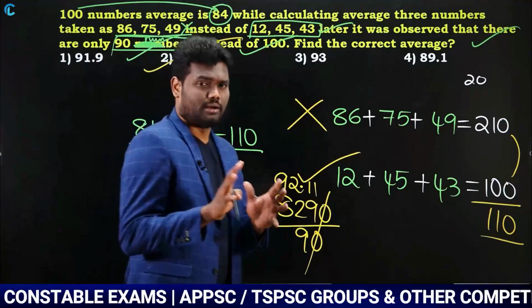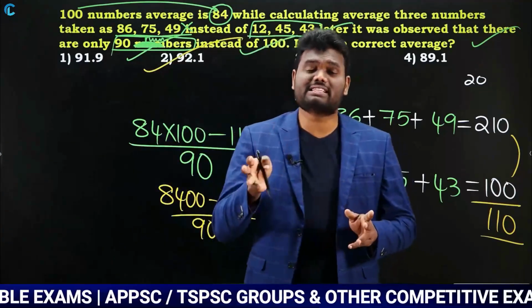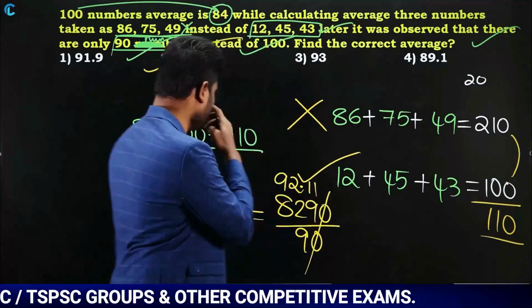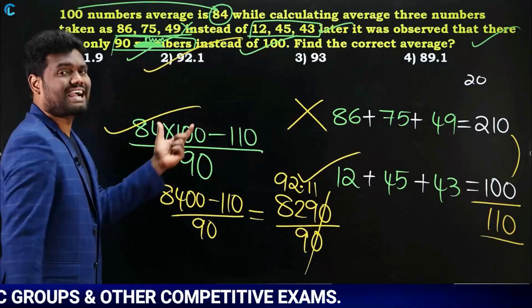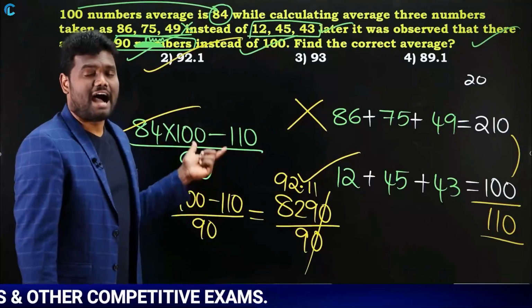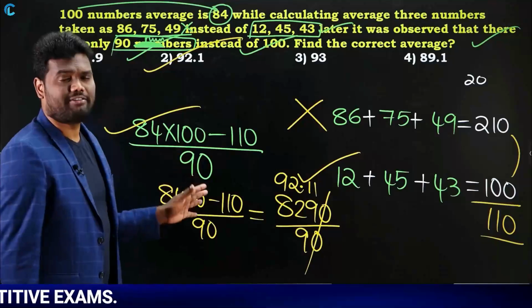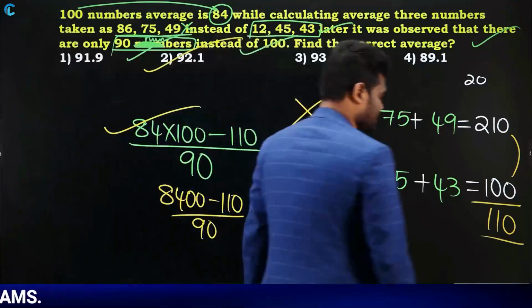Okay, very simple question. But the only thing is that in this the actual numbers are also taken wrongly. That is the reason what you have to do: first you need to calculate the correct sum for 90 numbers. After calculating the correct sum, you need to calculate the average. As you need to calculate the average, divide by 90. Okay, that's it. Nothing more than that.